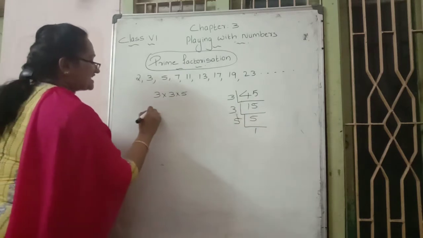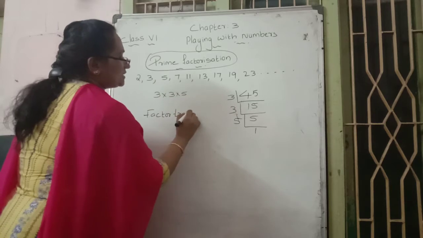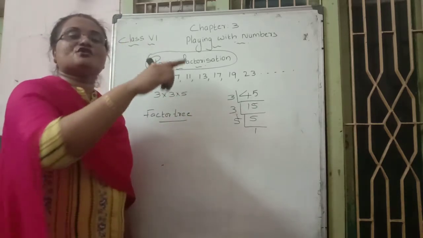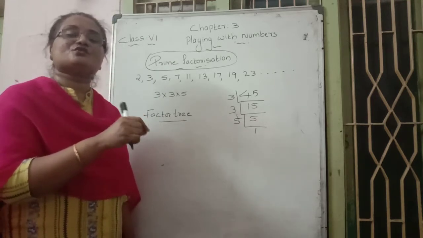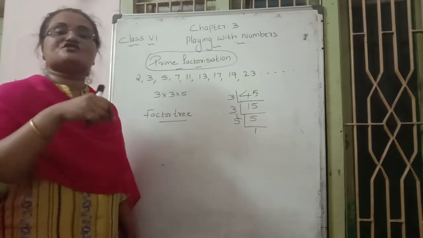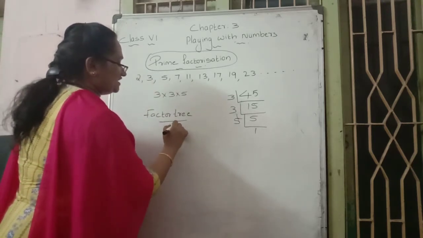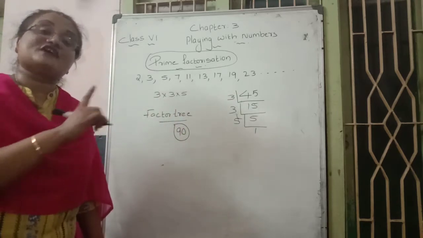Next one is factor tree. What is a factor tree? A tree has branches. Here also we divide in the same way, drawing branches and dividing. For example, 90. We want the prime factorization of 90 with the help of a factor tree.